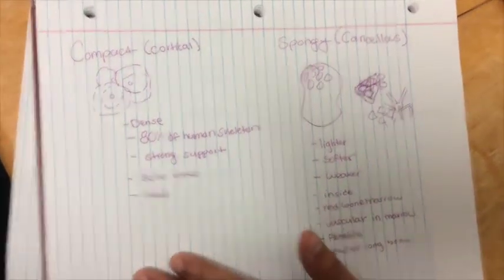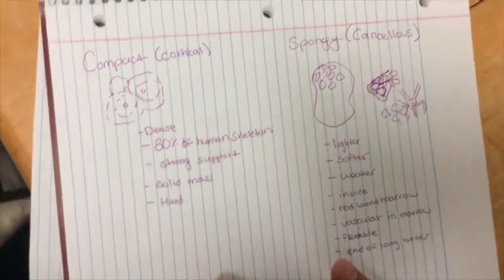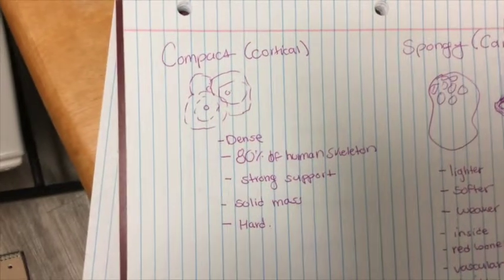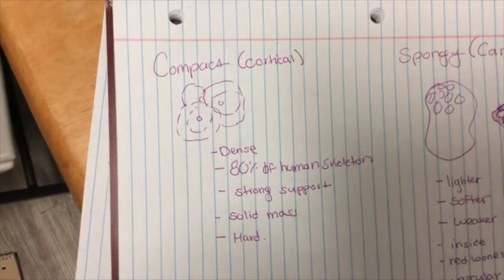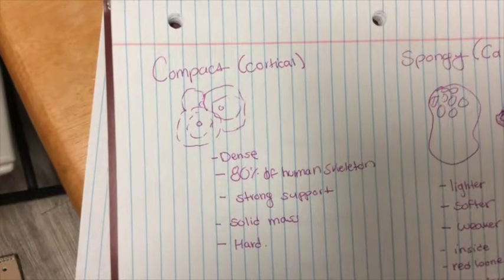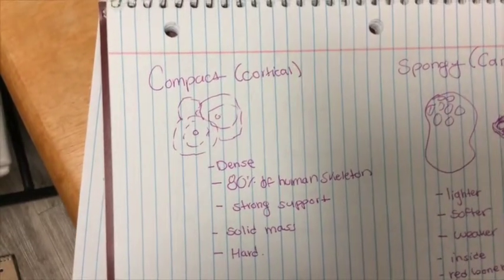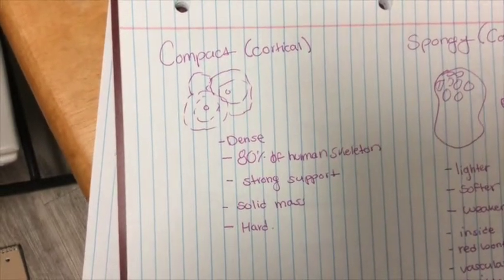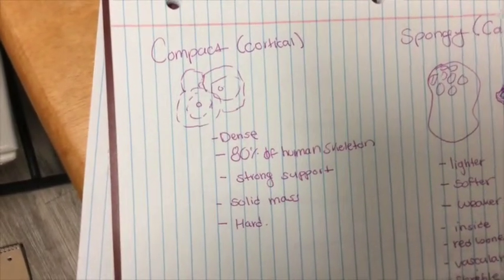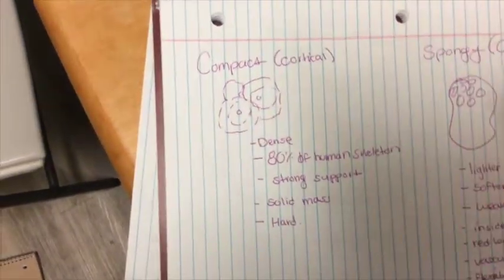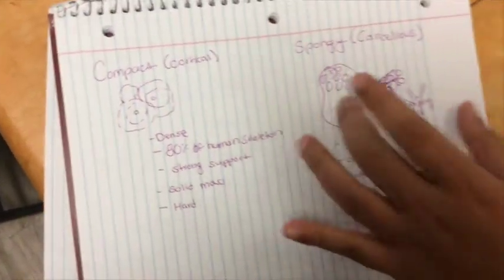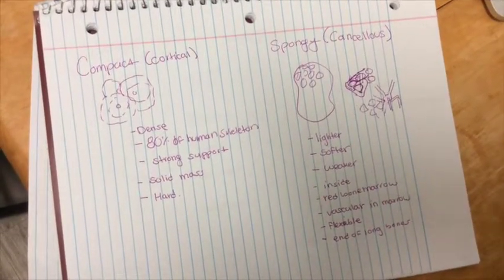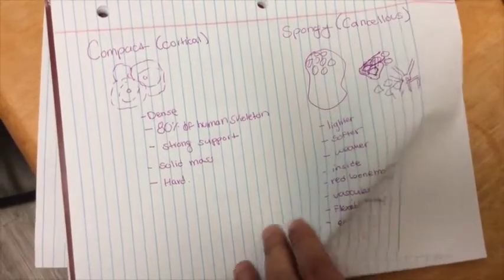And then compact bone, like its name, is very compact together. The cells are packed strongly together. It makes up 80% of the human skeleton. It is a very strong solid mass, and it's very hard, so it will help with support. And then the compact bone is what's going to be housing the spongy bone. Spongy bone will be inside the compact bone, so compact bone will be, in a way, like a protection for it.